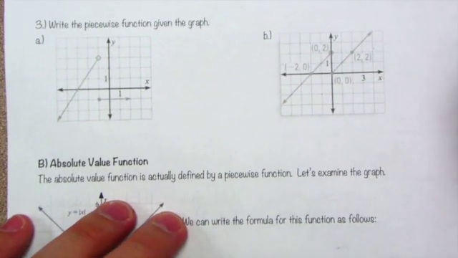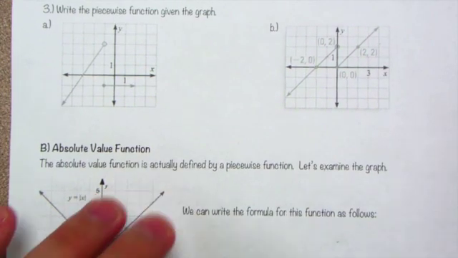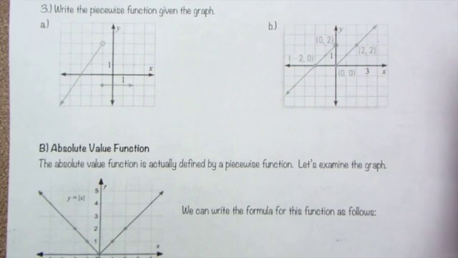Okay. And you probably guessed it. The next piece now is to go backwards. So now we're going to be given the graph of the piecewise function, and we actually have to write the equation for it. So this tends to be a little bit more difficult, but we can figure it out.